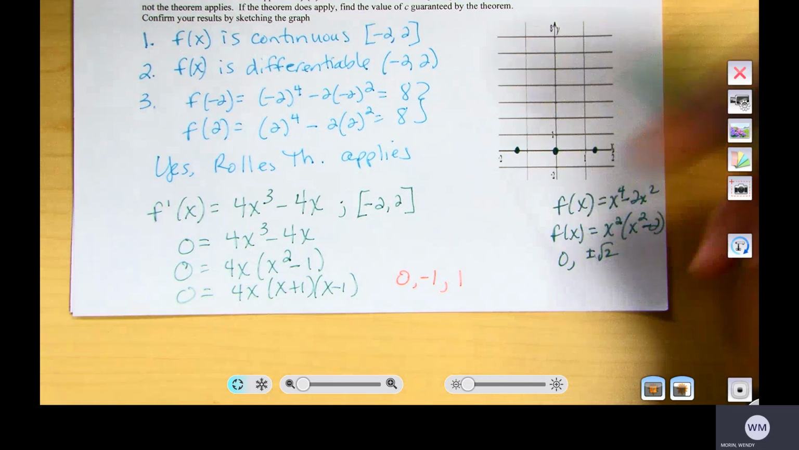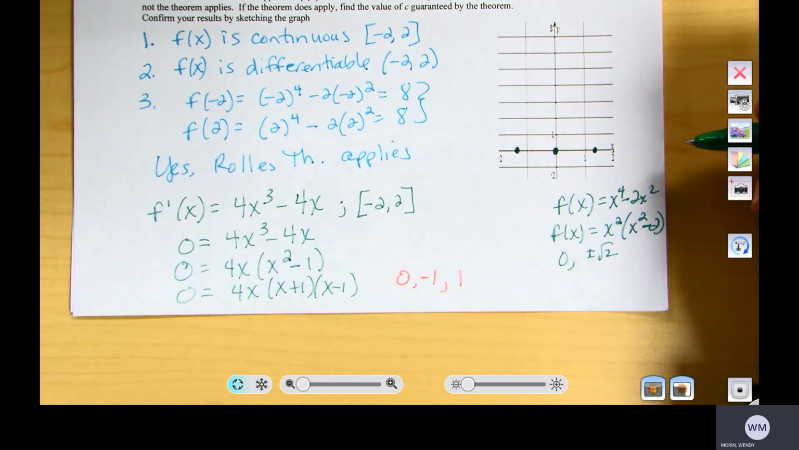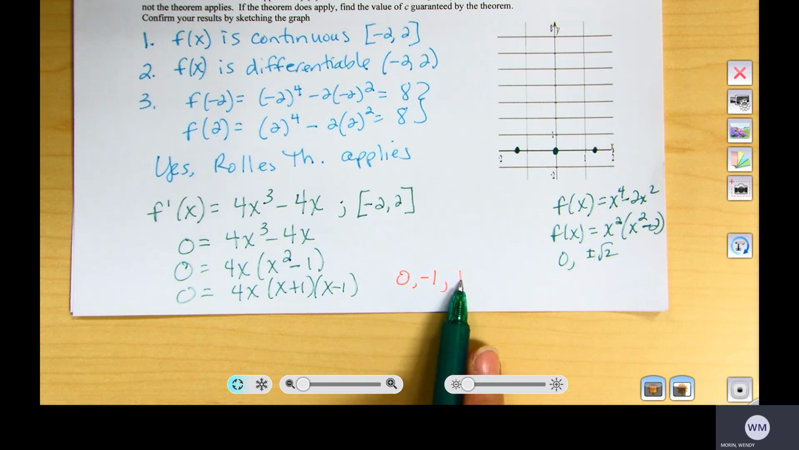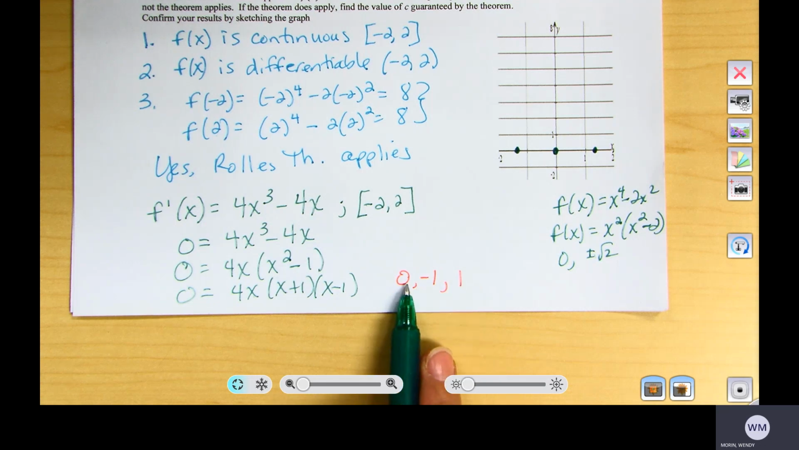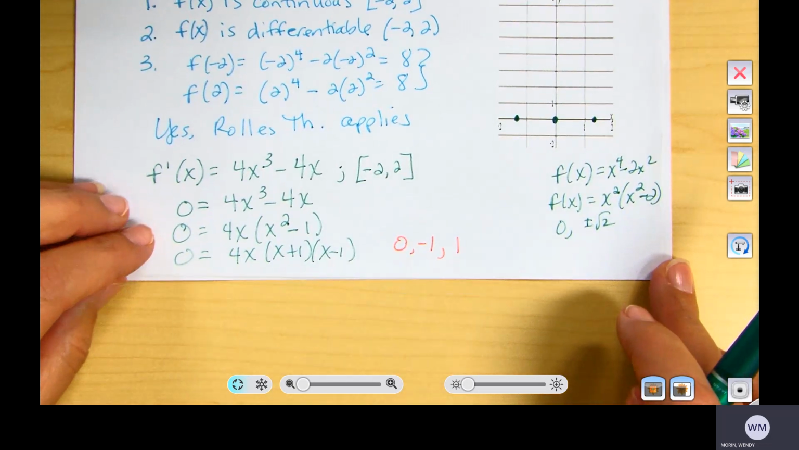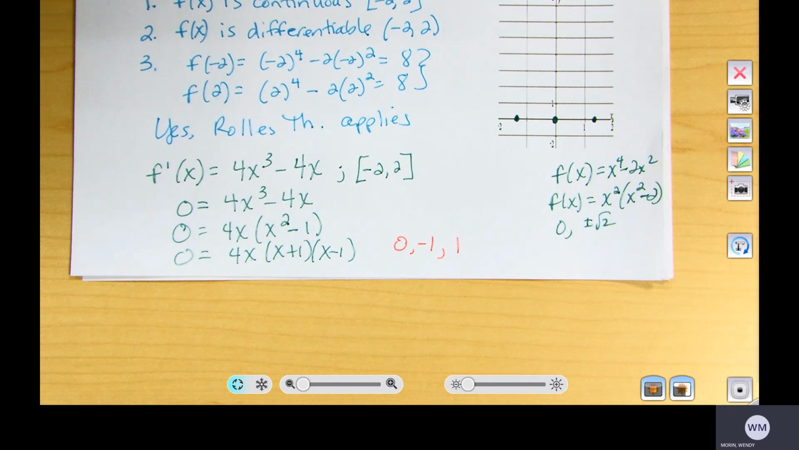Y-intercept, plug in 0, you get 0. End behavior, both ends go up. Okay, so how can this help us with our sketch? Well, we know that this is where your max and your mins are going to be. Right now in 10th grade, we're doing sketches with zeros and end behavior. And I told them in calculus, they'll learn how to figure out what happens in between. So now, remember in 10th grade, you used to just estimate how high and how low it went. Well, now you can actually find how high and how low it goes.